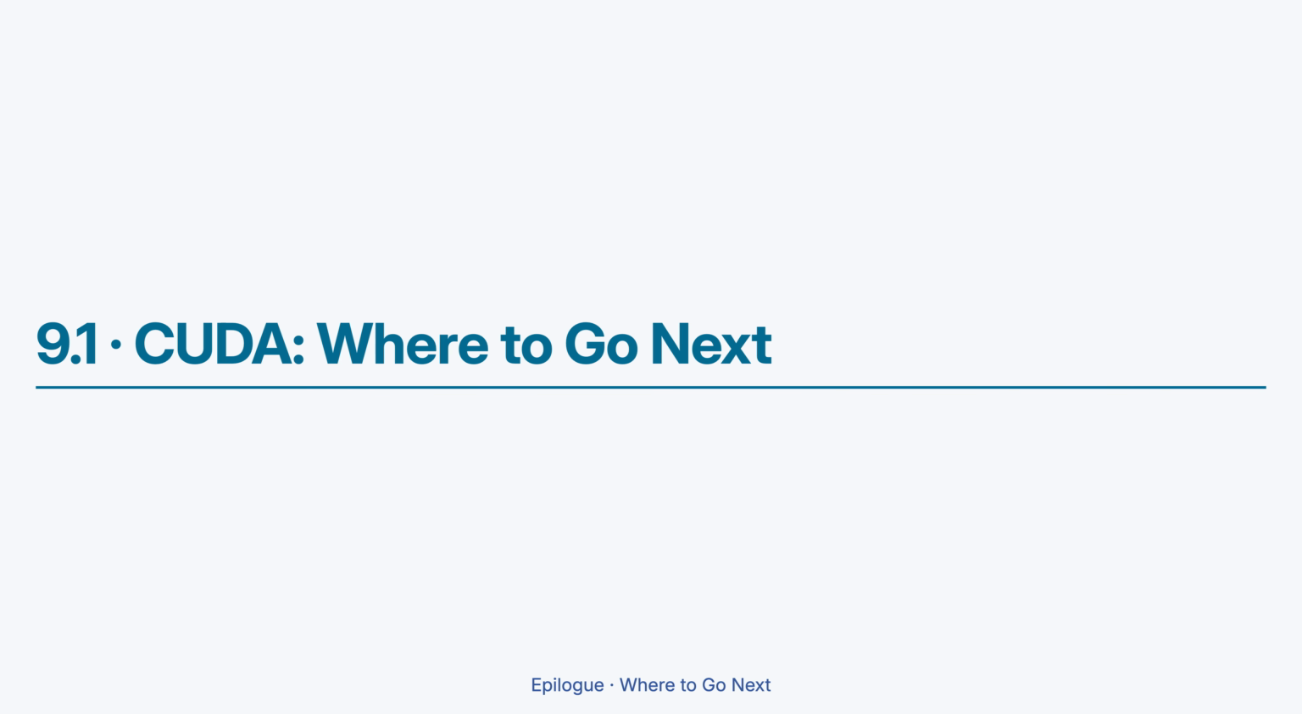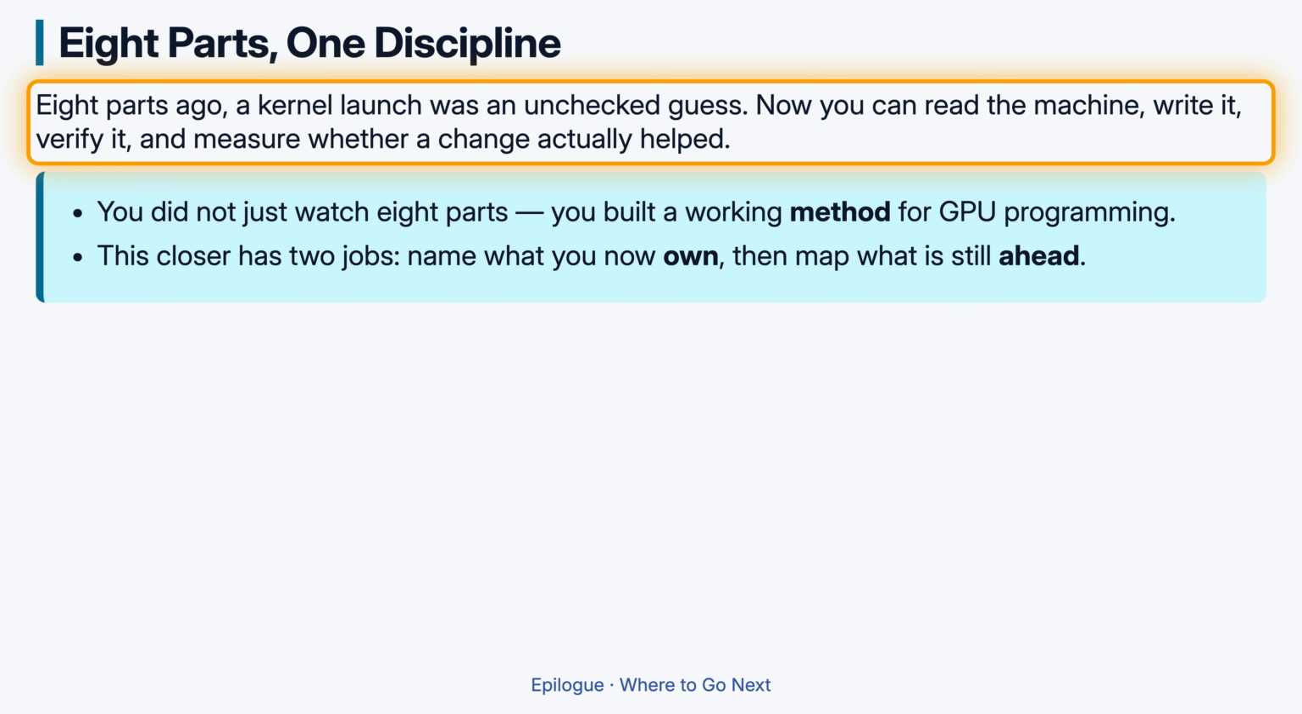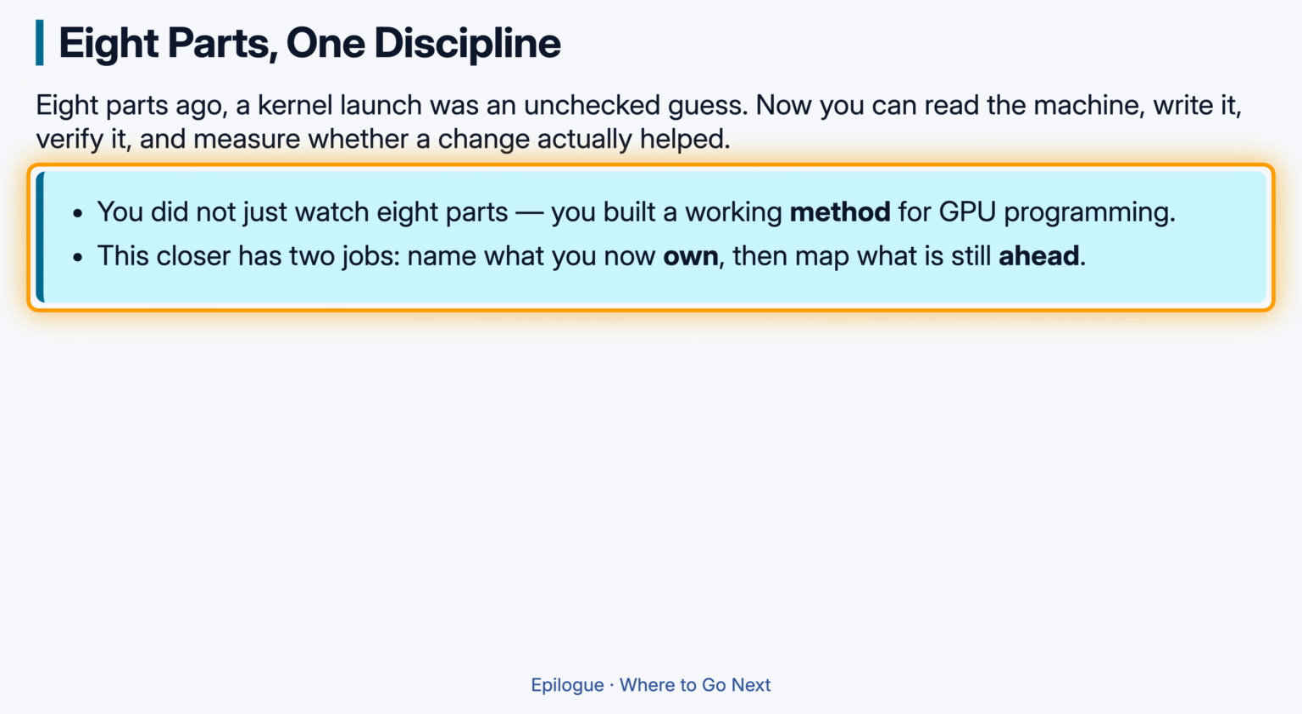This closer has 2 jobs. Name what you now own plainly, then map what is still ahead. Let's start with what you built. Now you can read the machine, write it, check that it is right, and measure whether a change actually helped. That is the discipline this closer names. You did not just watch 8 parts. You built a working method for GPU programming, and that method is what the rest of this closer makes explicit.